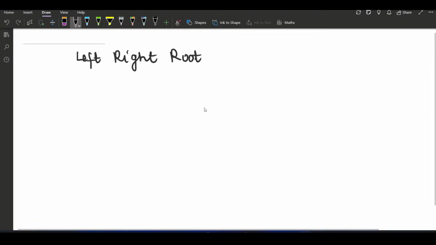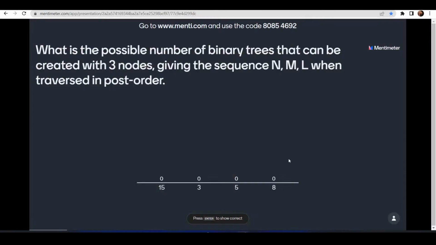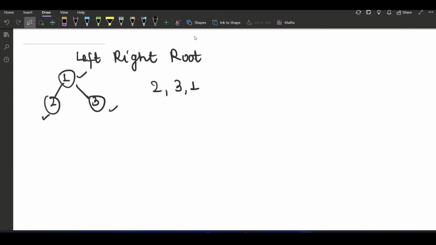Suppose we are given a binary tree, let's consider the example 1, 2 and 3. For this, the post order representation will be firstly the left subtree, then the right subtree, then the root. So here the post order will be 2, 3 and then 1. Here we are already given the post order traversal, that is NML, and we have to make all such binary trees such that the post order traversal will be NML. So we can have 5 possible combinations.